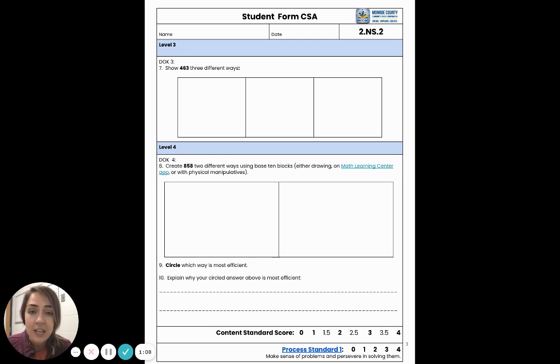And when you are done with this, you are going to take a picture and send it to me on Canvas, and that's how I am going to grade it. All right, so you're not going to return it to school. You are not going to give me your paper copy. You're going to be taking a picture.